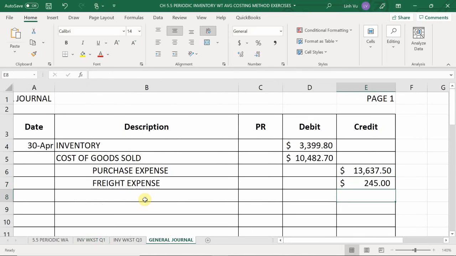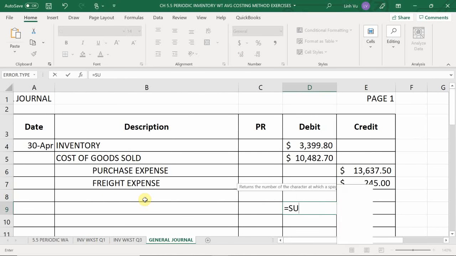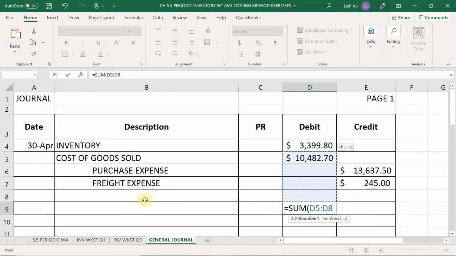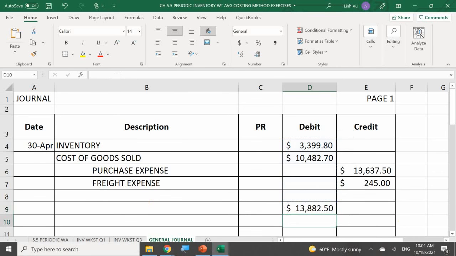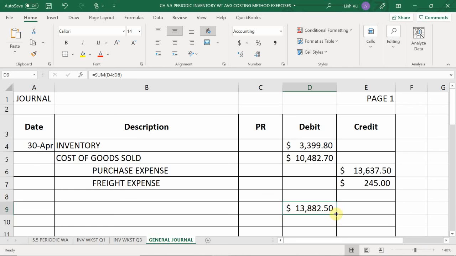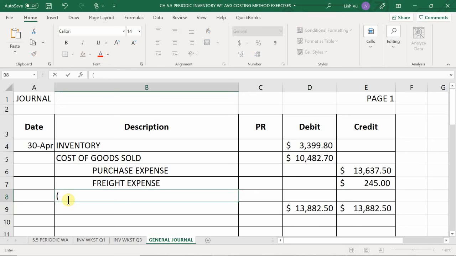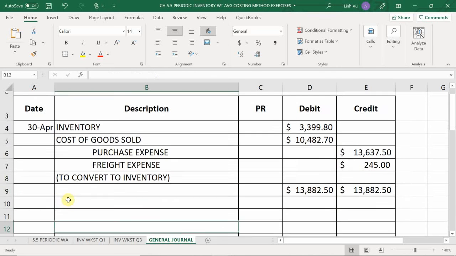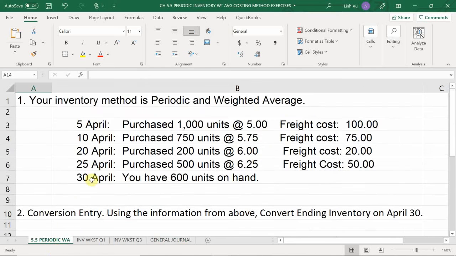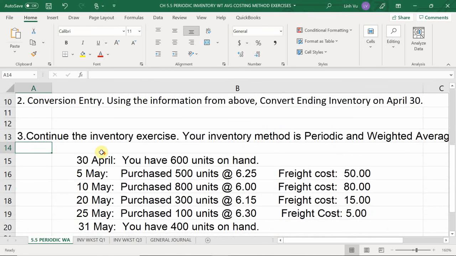245. Good. So again, just to double check if your debits match your credits, I have 13,882.50 on the left, and I have 13,882.50 on the right. Okay. And once again, my conclusion or my entry here is to convert to inventory. All right. So let's go ahead and continue on with this example here.